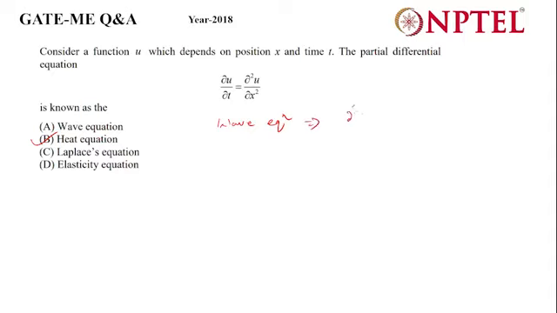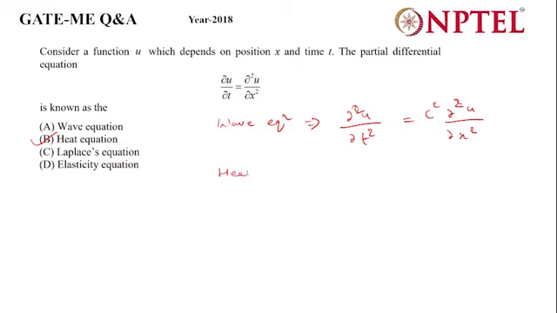I'm writing just the 1D wave equation because here they are asking only about 1D. So this is your wave equation. How to learn which one is the wave equation and which one is the heat equation? In the wave equation, it will be second order on both sides. Here also it is a second order differential. Here also it will be a second order differential.